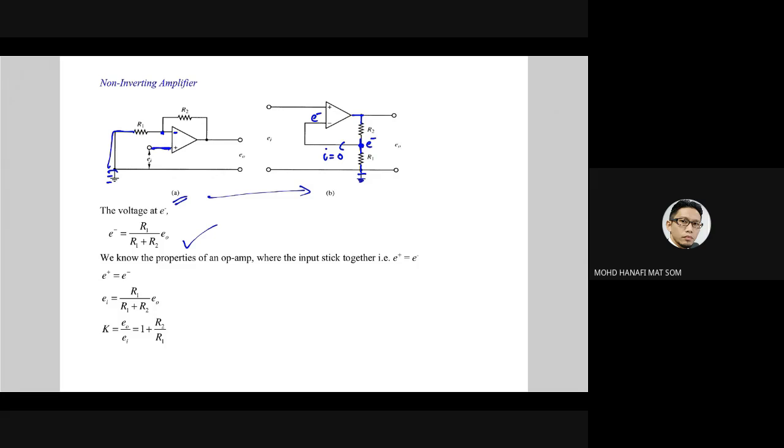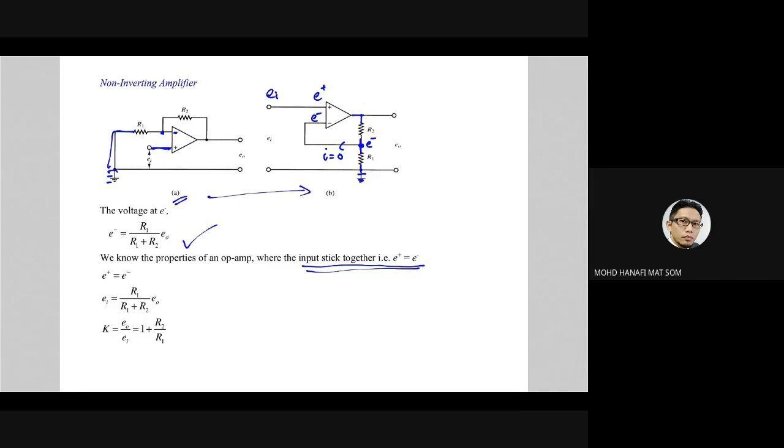Then we use the second property of the op-amp, both inputs stick together, which is E plus equals E minus. So E plus here will also have a similar equation as E minus. We can say that E plus is actually EI, because there is no voltage drop across the terminal.